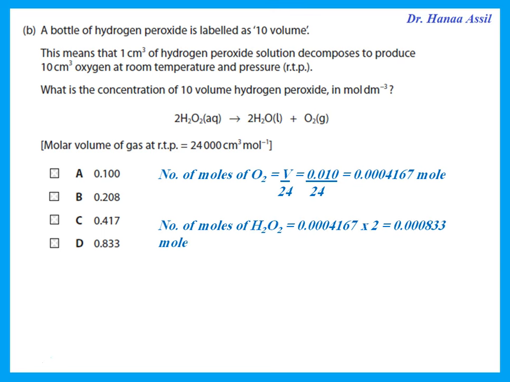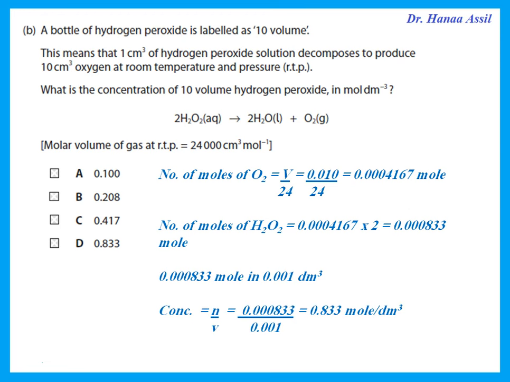And then he says, from the equation, the number of moles of H2O2 is twice the number of moles of oxygen. When you look at the equation, 2H2O2 gives 1 O2, and that means the number of moles of oxygen, you multiply by 2 to get the number of moles of hydrogen peroxide. And then he says this number of moles is in 1 centimeter cubed or 0.001 decimeter cubed. So concentration is the number of moles over volume, and this is the concentration that you get.